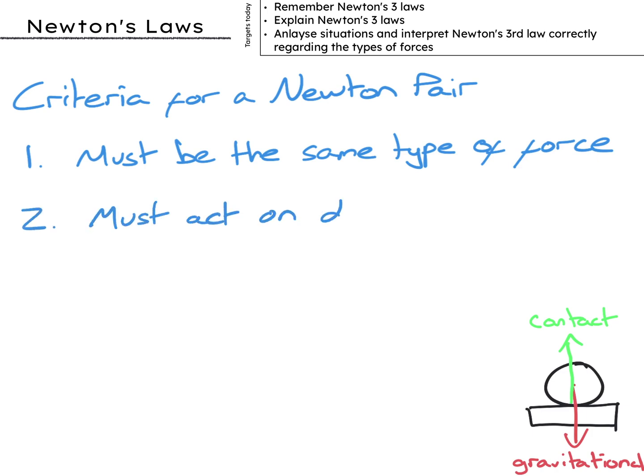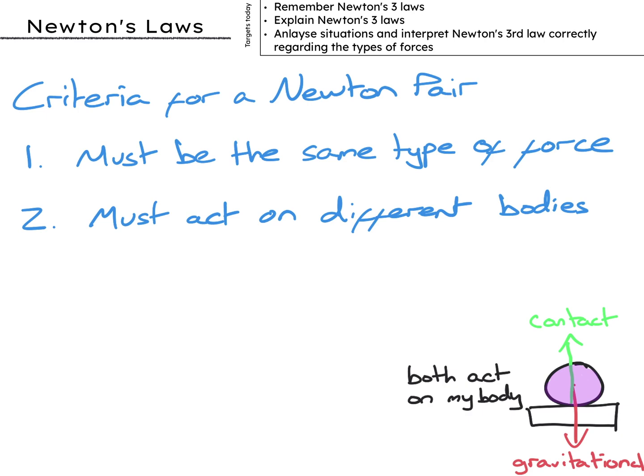The second is that they must act on different bodies, which is another blow for the chair example. My weight is a force due to gravity that is acting on my body. The chair also acts on my body. They act on the same body, so they can't be a Newton pair.